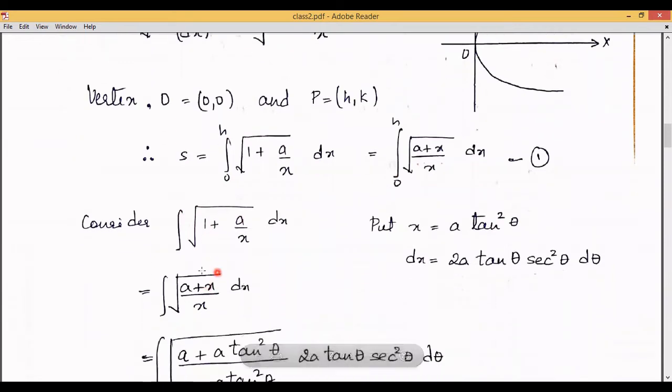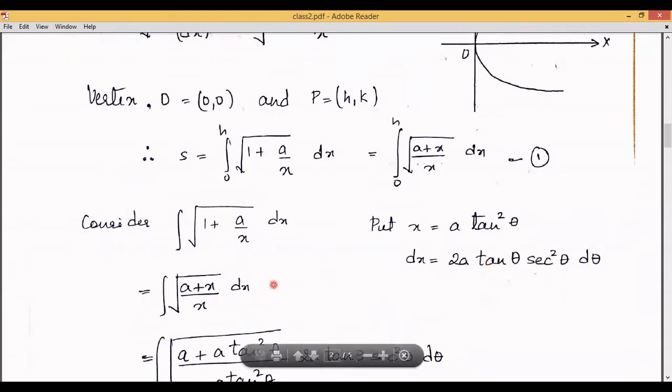Okay. So here, when you have a plus x, you need to substitute x is equal to a tan square theta. And you have done this in your PU. When you have a minus x, you have a different substitution. When you have x minus a, for that you have a different substitution. Similarly, when you have a plus x, you have a tan square theta. So here dx, when you differentiate this, you have 2a tan theta secant square theta d theta.